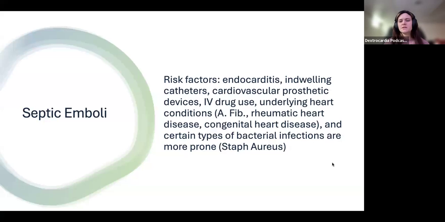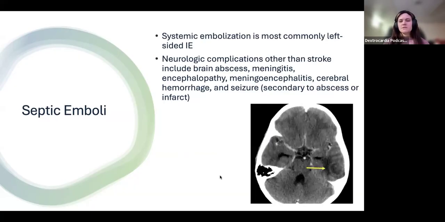Risk factors is a lot. It can be endocarditis, indwelling catheters, prosthetic devices, IV drug use, heart conditions like AFib, or congenital heart diseases. Certain types of bacterial infections are more prone, like Staph aureus, because of how rapidly staph grows and everything. Systemic embolization is most common in the left side. Just think about it anatomically, that makes a lot of sense. And the neurological complications other than stroke can include brain abscess, meningitis, encephalopathy, meningoencephalitis, cerebral hemorrhaging, and seizures, secondary to the abscess or infarction.